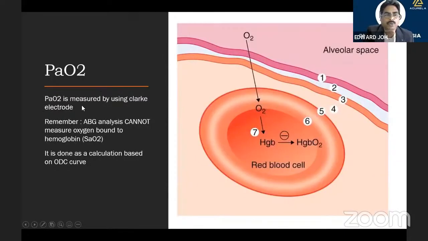We remember the PaO2 we measure with the Clark electrode in the ABG is only the dissolved oxygen. The dissolved oxygen in the plasma is measured by this Clark electrode. The oxygen bound to the hemoglobin cannot be measured. It can be done by a calculation based on the ODC curve. In this picture, the distance the oxygen has to travel is through the alveolar capillary membrane, interstitial space, then the capillary endothelium, then plasma, then the RBC membrane, the RBC cytoplasm, and only then does it reach the hemoglobin.